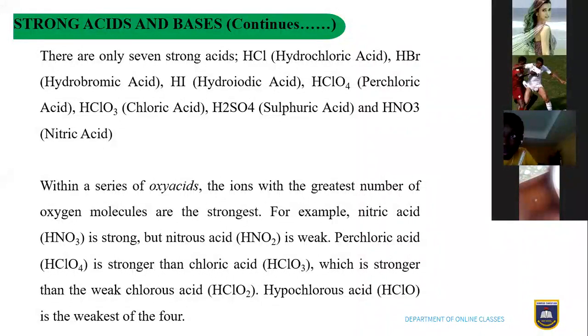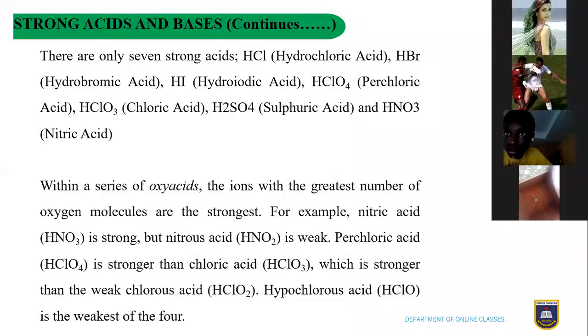Now, within a series of oxy acids, okay, oxy acids or oxo acids. You remember oxo acids in core chemistry? We look at oxo anions, then we look at oxo acids. Okay, they are the same as oxy acids. The ions within a series of oxy acids, the ions or the compounds or the molecules with the greatest number of oxygen atoms are the strongest.